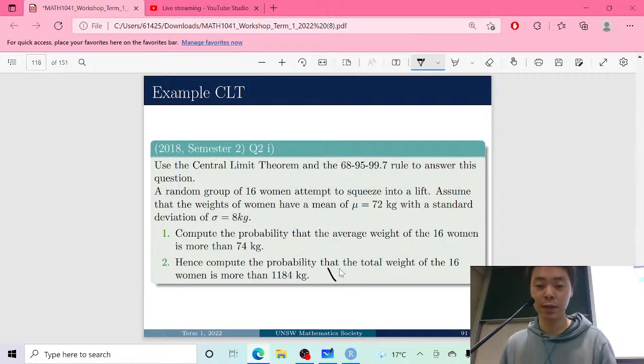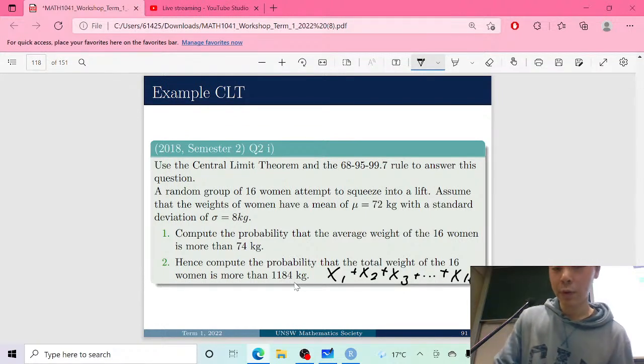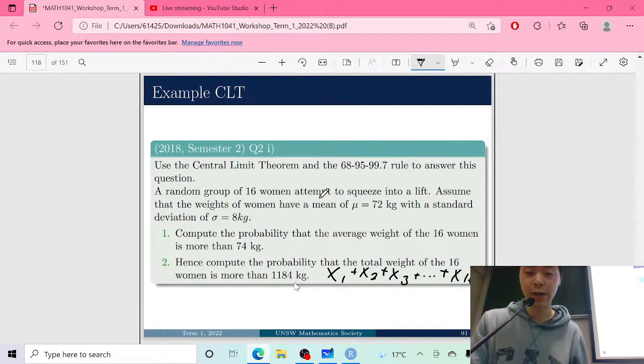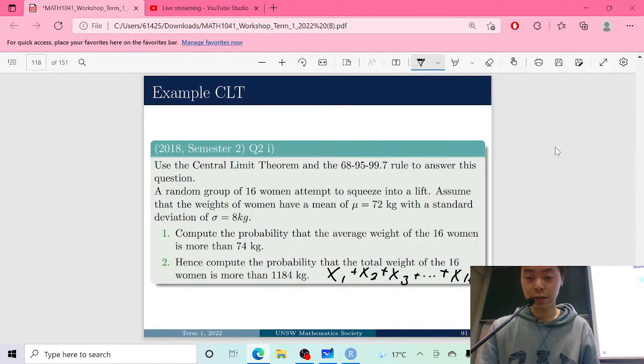So it's going to be x1 plus x2 plus x3 up to x16. And we want to find the probability that this total weight here is more than 1,184 kilos. So what we can do here is the following.